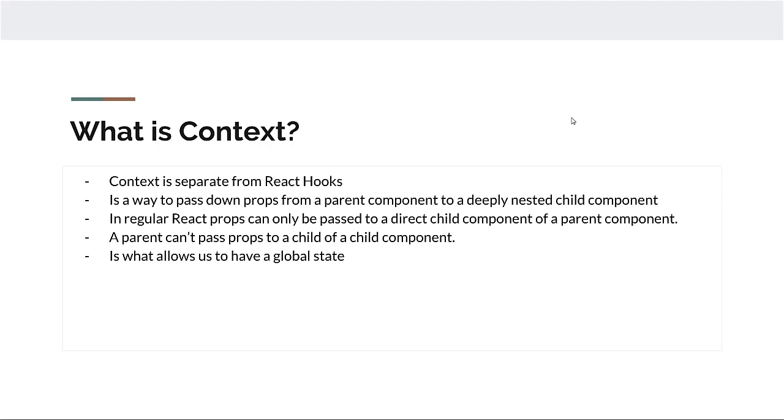In regular React, props can only be passed to a direct child component of a parent component. A parent can't pass props to a child of a child component. And context is essentially what allows us to have a global state.